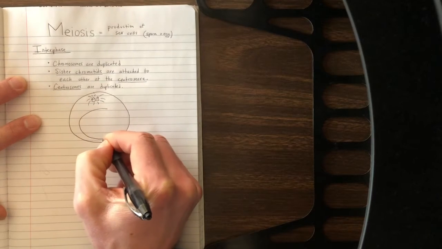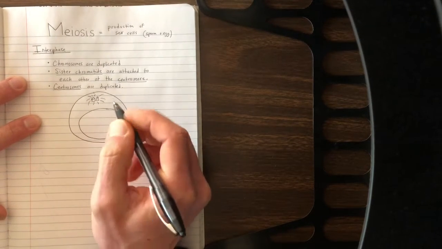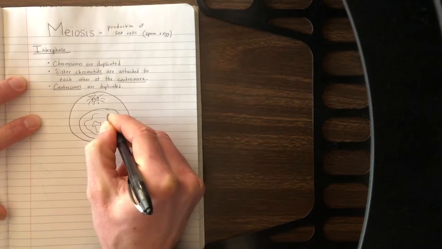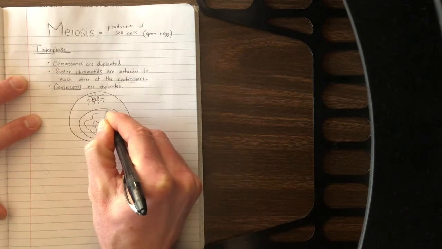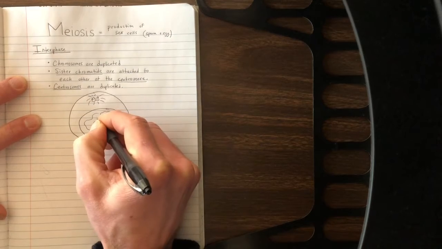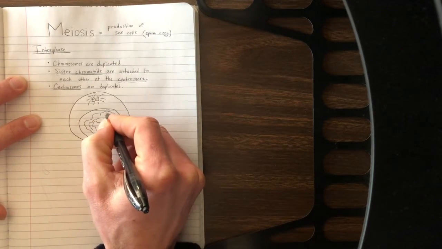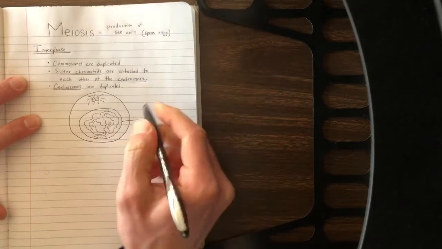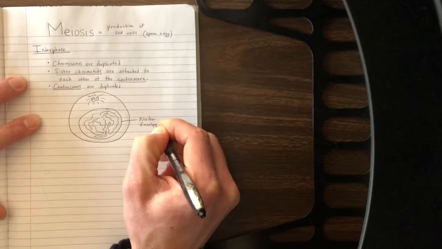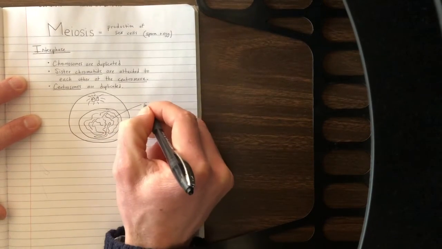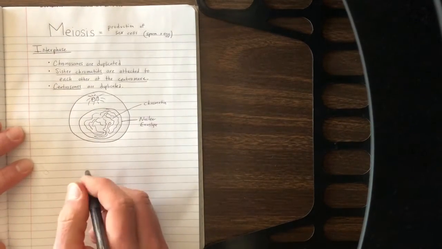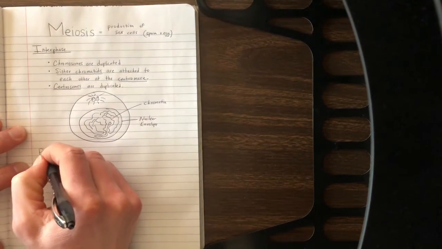We have our nuclear envelope, which holds our DNA. And at this time, the DNA is still formatted in chromatin. So I'm going to draw some long, stringy looking pieces here to indicate the chromatin. And we can even label this as our nuclear envelope and chromatin.